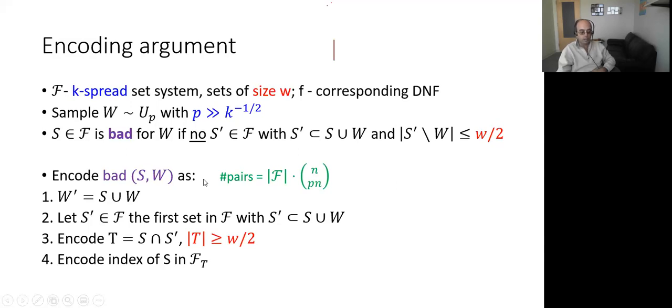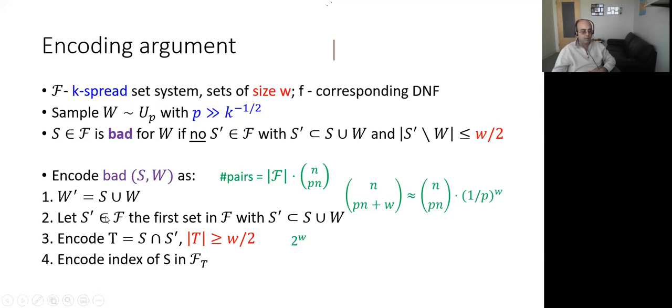How many bad pairs do I have? Let's do the encoding. First I want to encode W prime. If I had these Pn elements originally in W, I need to add maybe at most W more, because S is another set, and it has at most W more elements. So I need to choose Pn plus W, which is roughly N choose Pn, and what you lose here, if you do the calculation, is roughly 1 over P to the W, because I need to encode W more elements. In the second step, we don't need to pay anything, because once we figure out W prime, this is just a deterministic process.